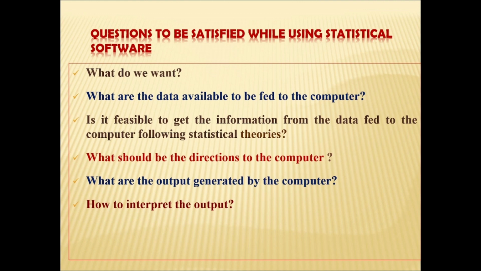Next thing is what should be the direction, the command, to the computer. Next, what is the output? You can give 5 data points and have 5 pages of output or more. What to do with this? Whether I am in a position to explain the output generated. If I am to explain, then I should know the algorithm, how it has been done, and how it satisfies my objective. These are the main points. Then how to interpret the output.